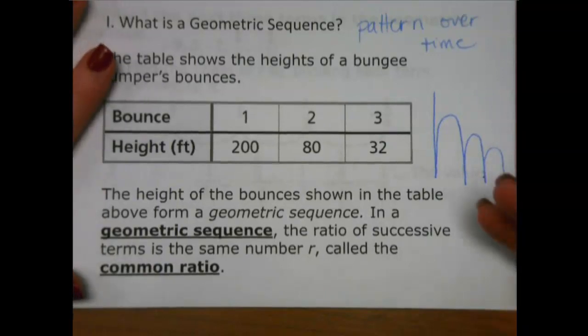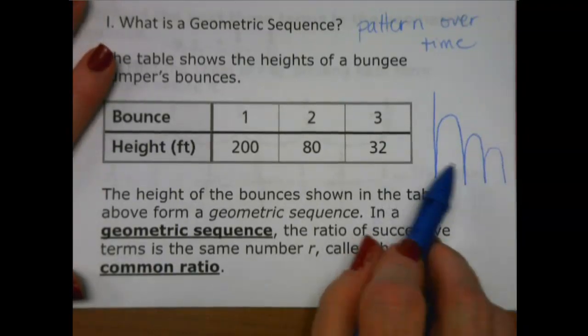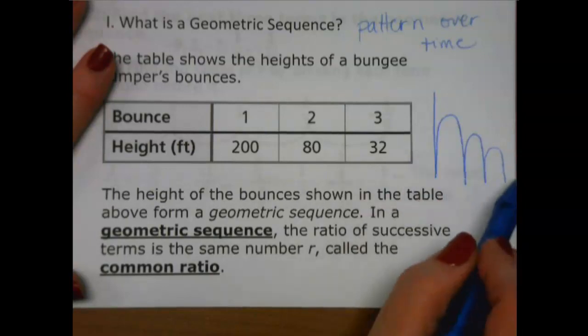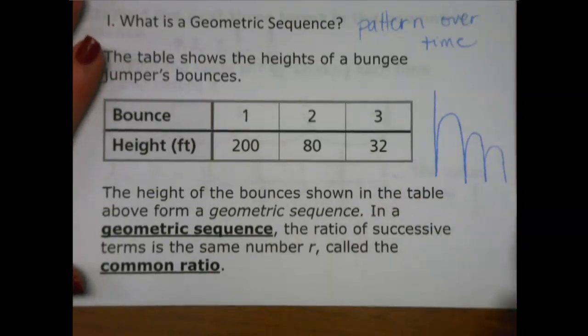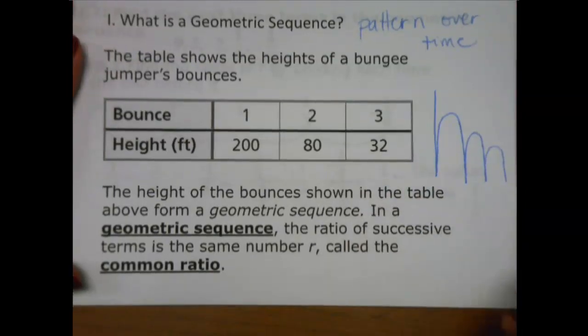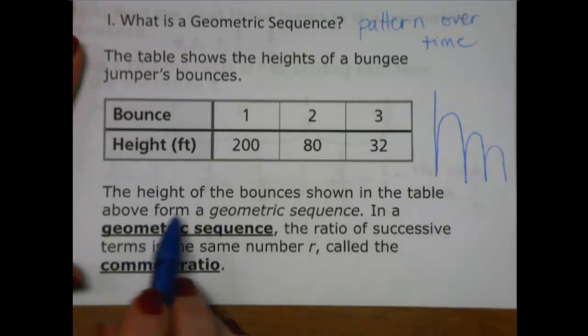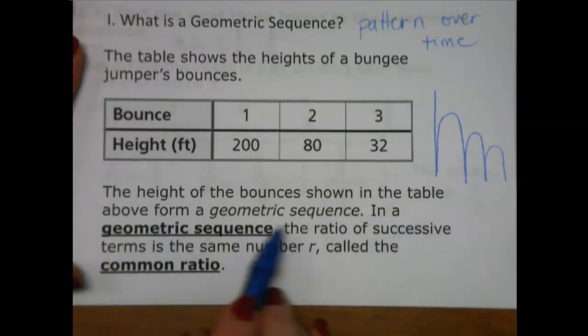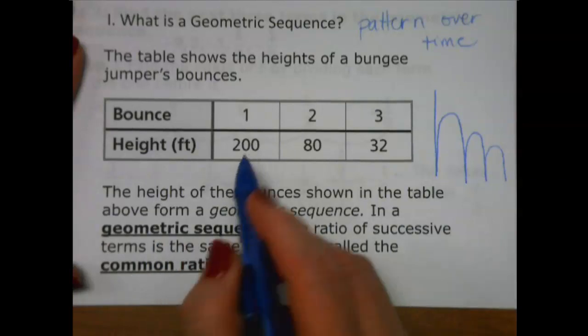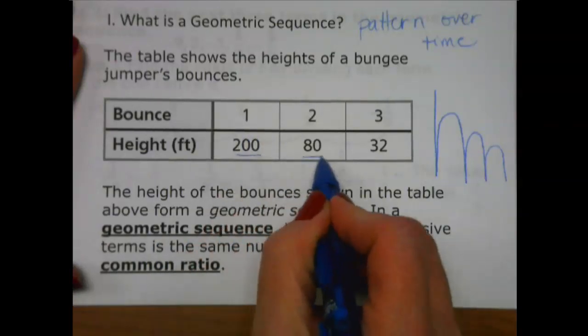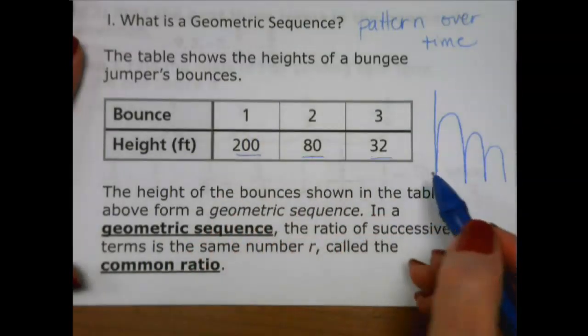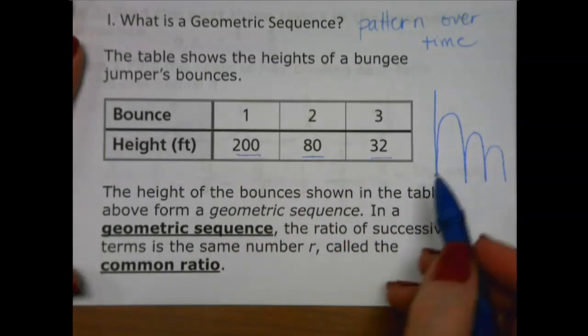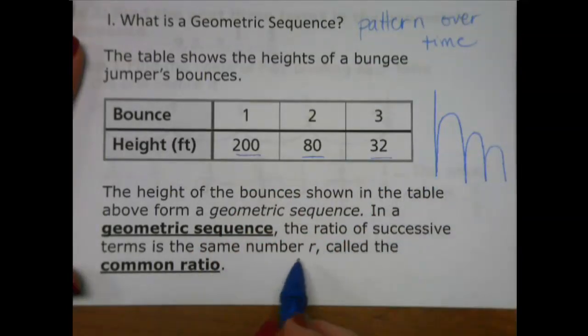It is changing over time and it's not linear. Even though it looks like you could draw a line, it's not changing by a linear amount, it's changing by a ratio. So the height of the bounces shown in the table form the geometric sequence. And what I'm talking about here is that 280 and 32 form the geometric sequence. The ratio of successive terms is the same number r. That's called a common ratio.